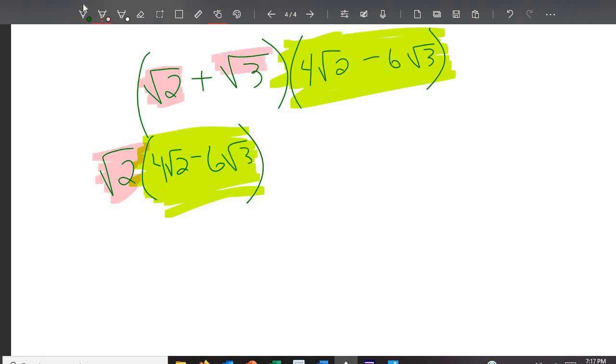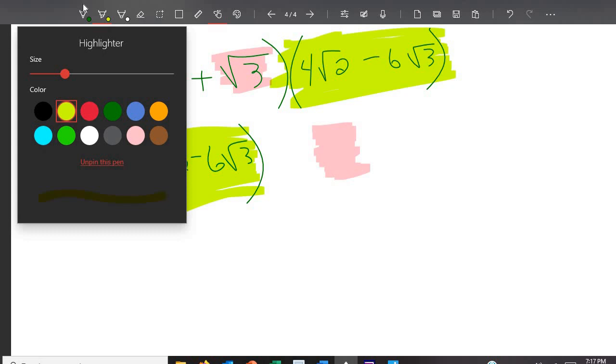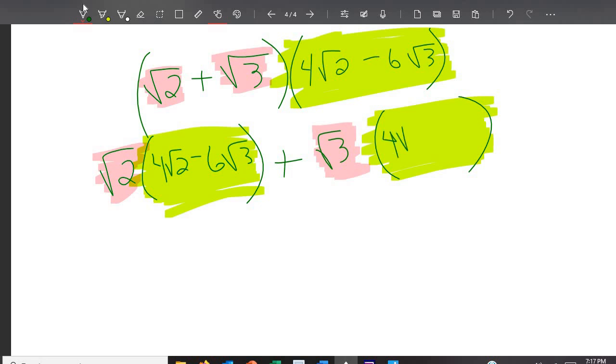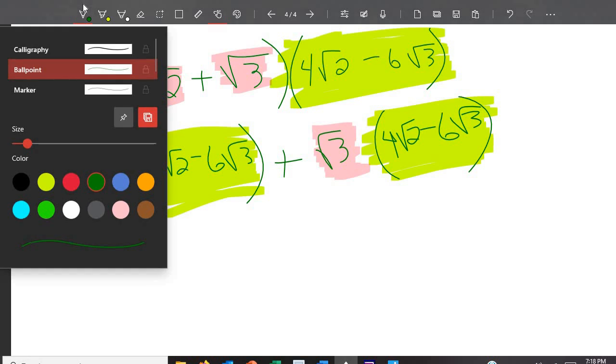Then we're going to take the square root of 3 and multiply it by the second parentheses. I'll do it in yellow just to make sure we're seeing what I'm doing. So we're going to have 4 square root of 2 minus 6 square root of 3. So we're multiplying everything in the first parentheses by square root of 2.